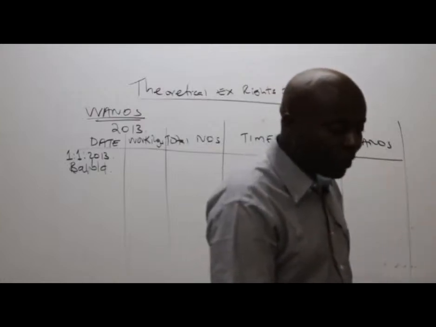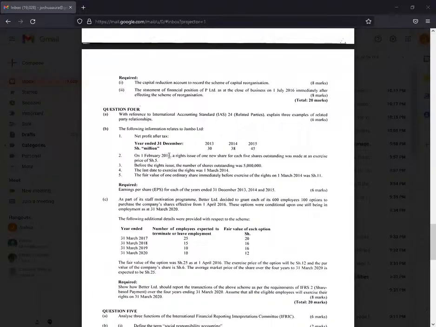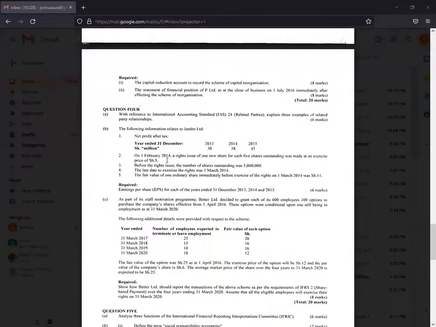So 2013, ladies and gentlemen, this is what we have. You can see the year is ending 31st December. You are told that on 1st February 2014, a rights issue of 1 new share for each 5 shares outstanding was made at an exercise price of 5. So this is a transaction that took place in 2014. It will not affect us in 2013. We go to note number 3. Before the rights issue, the number of shares outstanding was 5 million. So all along, before the rights issue, we have been having 5 million shares.